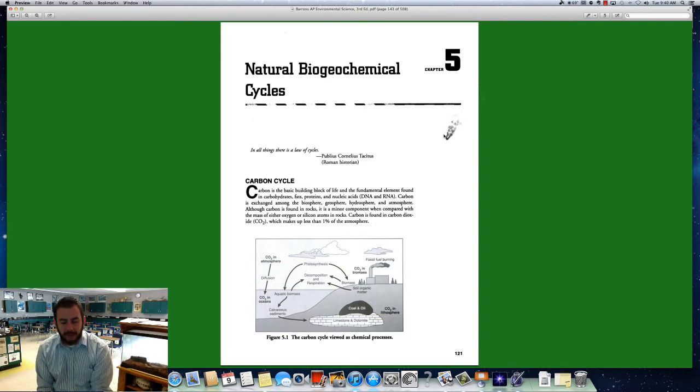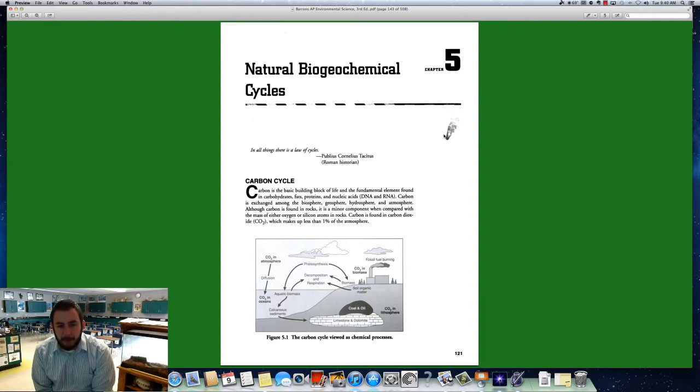So let's start with the carbon cycle first. The carbon cycle goes hand in hand with photosynthesis and respiration. Those are our two natural processes that balance where carbon is, either in the atmosphere or held in biological sinks in the ecosystem. So let's take a look at it.